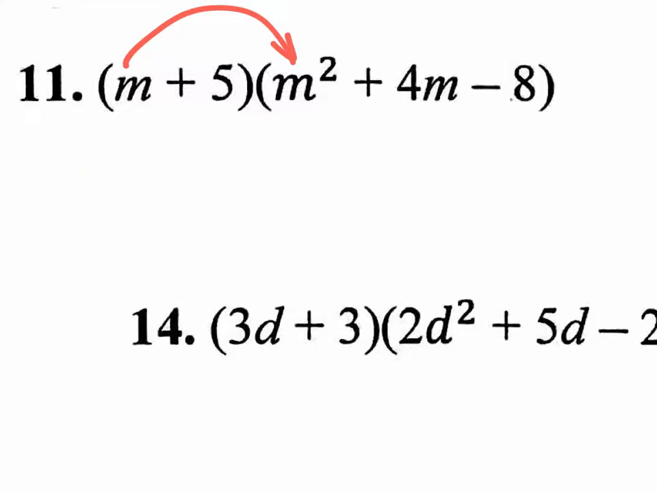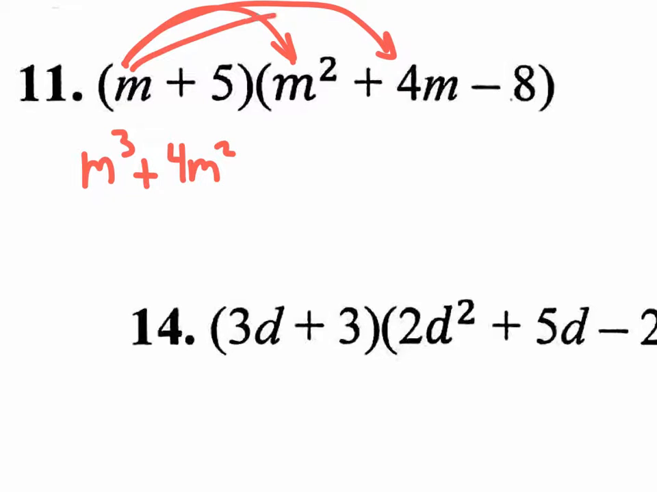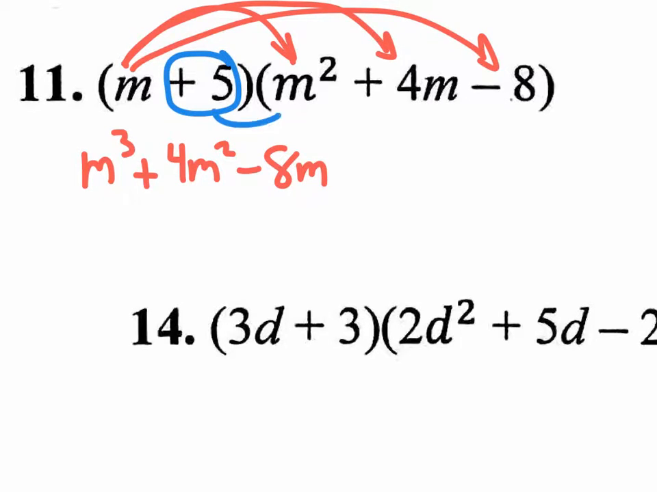You're going to get m to the third. Then distribute m times positive 4m. That's really going to be a plus 4m squared. Then you're going to go m times negative 8. That'll be a negative 8m. And then you're going to distribute a positive 5 times m squared. That'll be a positive 5m squared.